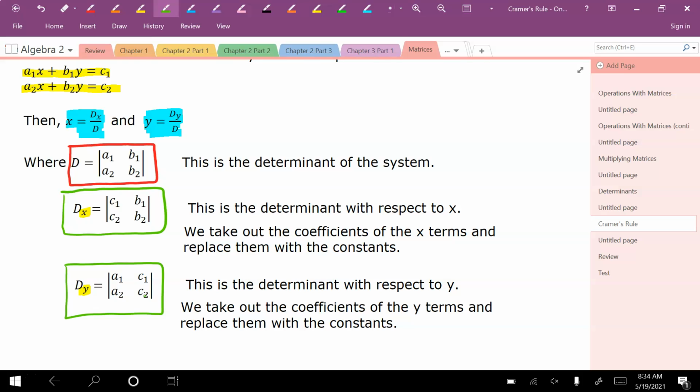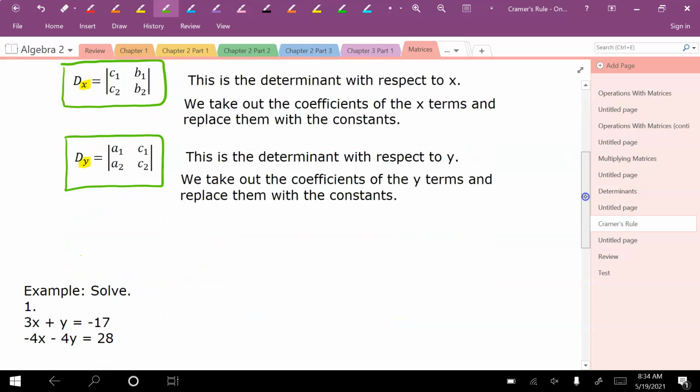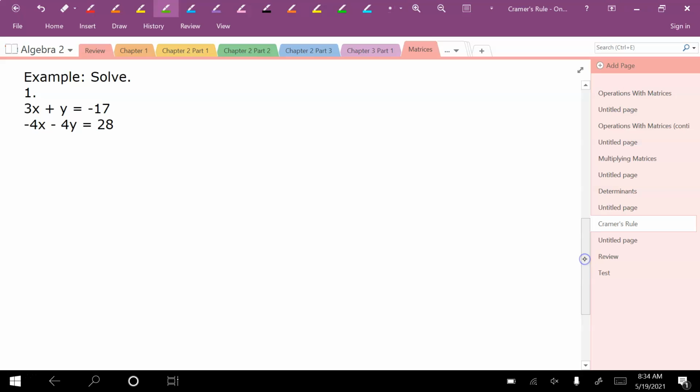So let me show you an example of how we actually use this. If I have this system, 3x plus y equals negative 17, negative 4x minus 4y equals 28, I want to solve for x and y. So I need to find those different determinants so that I can then set up the x and the y so I can solve for those values.